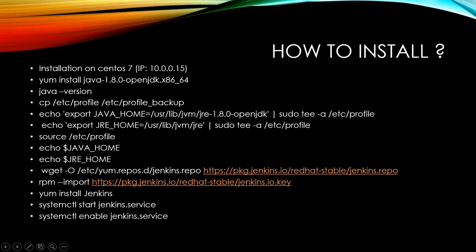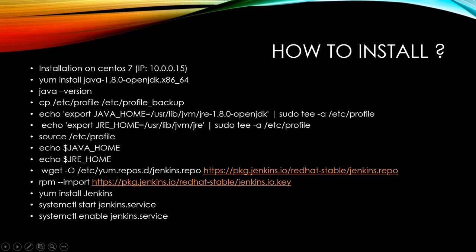The next topic is how to install Jenkins. I have installed it on CentOS 7, and here the steps are given. You can go through them one by one and then you can install it. So quickly, let's go through it. You need one CentOS 7 server, and then you need to install Java. It may be 1.8 or 1.7. Then you need to check the Java version. Not necessary, but still you can confirm whether you installed Java 8 or Java 7 or Java 9.